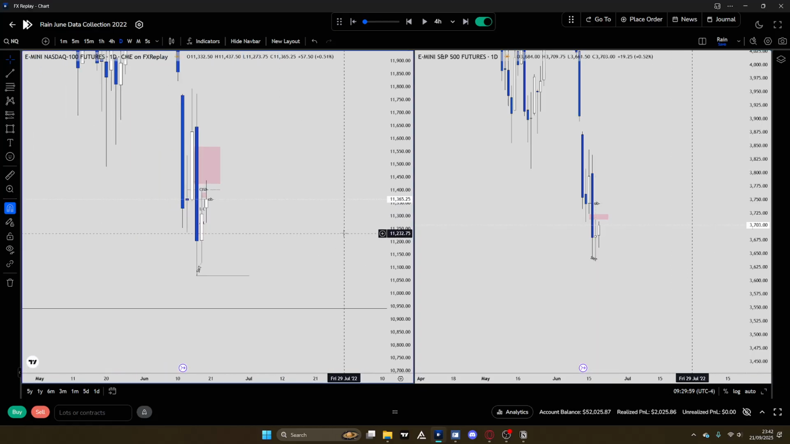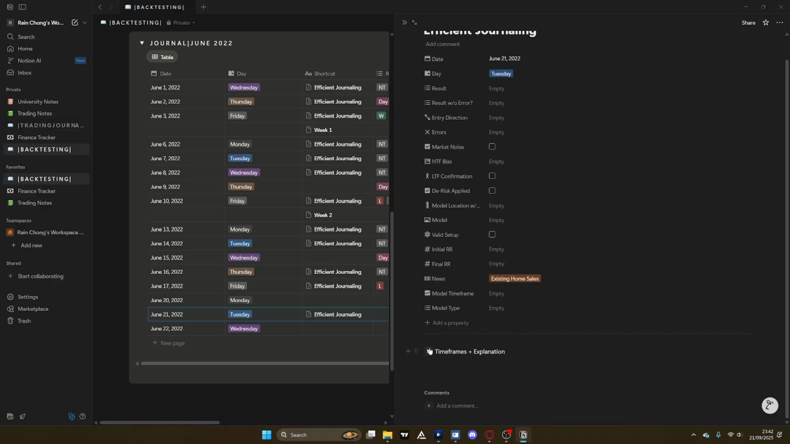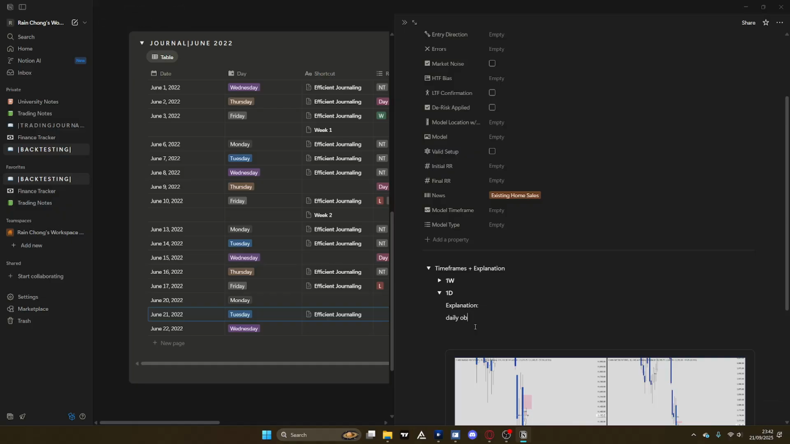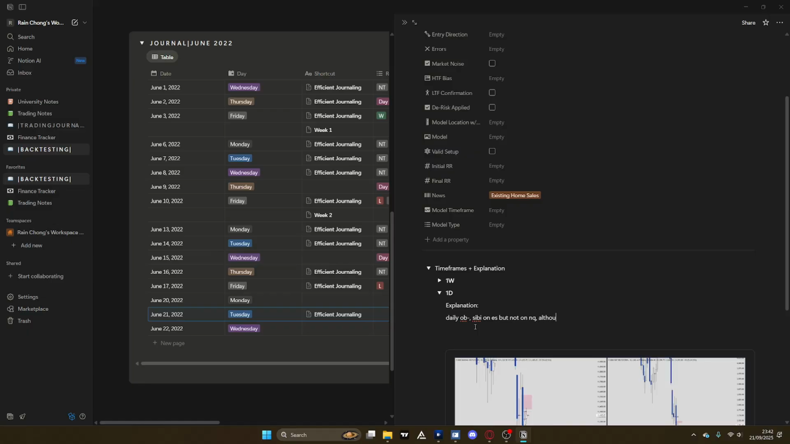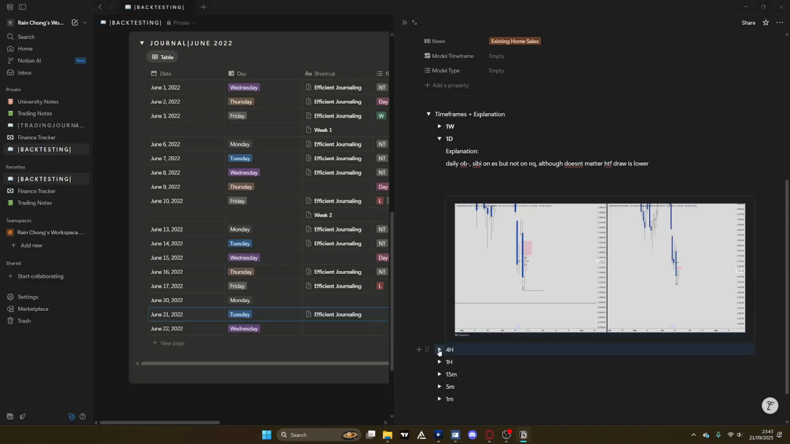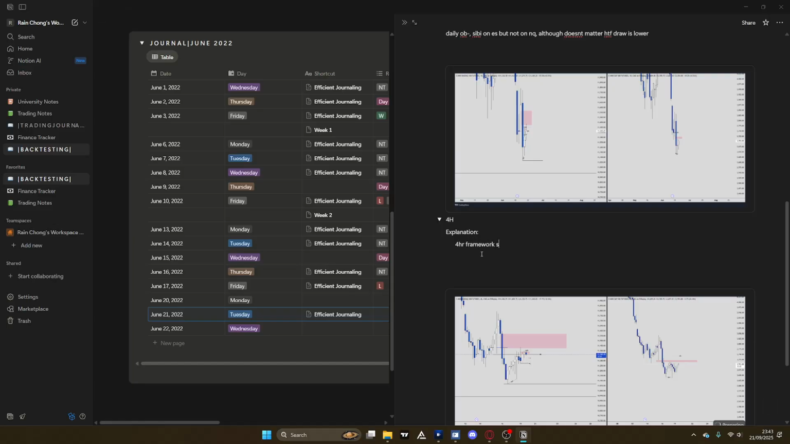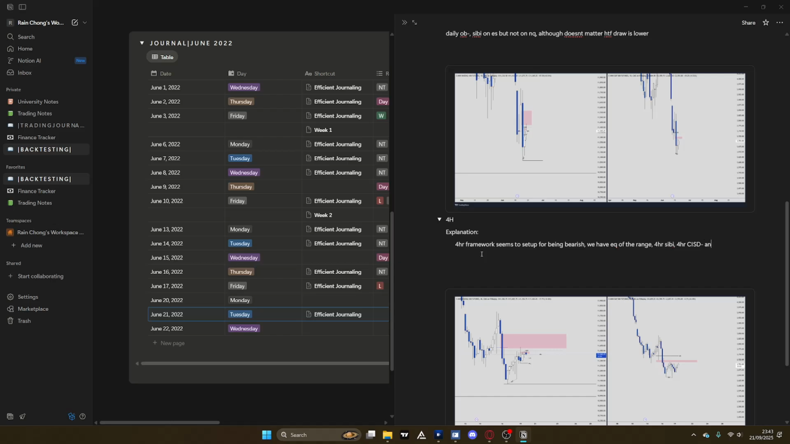So let's go to the daily and journal all of this down. Daily order block, civvy on ES, but not on NQ. Although it doesn't matter. Our time frame draw is lower. 4-hour framework seems to set up for being bearish. We have EQ of the range, 4-hour civvy, 4-hour order block, or change in the state rather, and SMT at the lows.